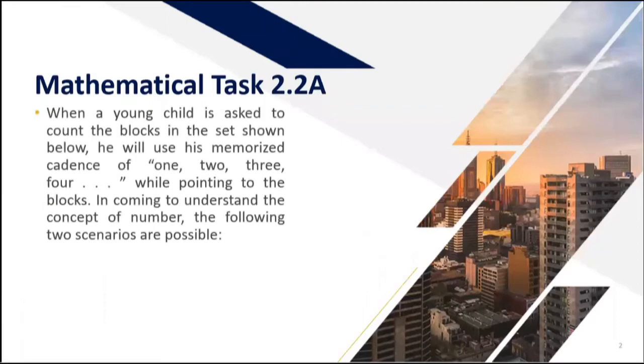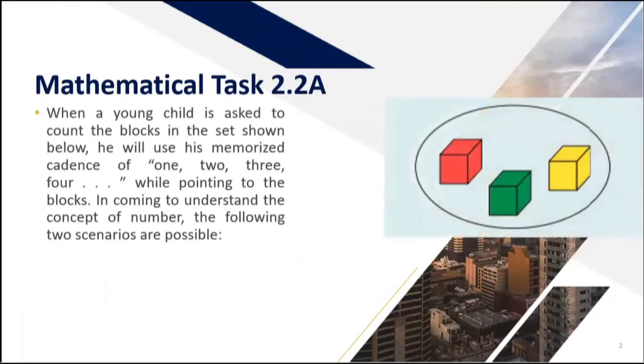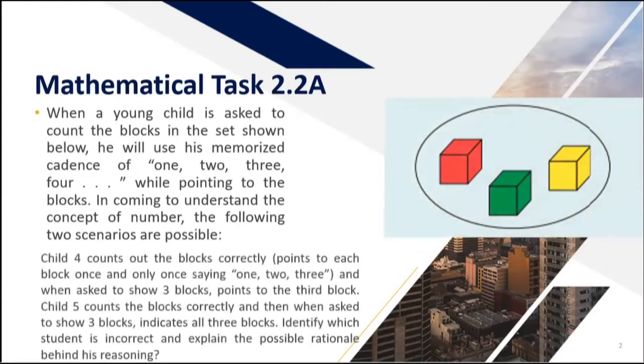For our mathematical task 2.2a, when a young child is asked to count the blocks in the set shown below, he will use his memorized cadence of 1, 2, 3, 4, and so on, while pointing to the blocks. In coming to understand the concept of number, the following two scenarios are possible. Child 4 counts out the blocks correctly, pointing to each block once and only once, saying 1, 2, 3. And when asked to show 3 blocks, points to the third block. Yun yung pwedeng maging isang scenario.